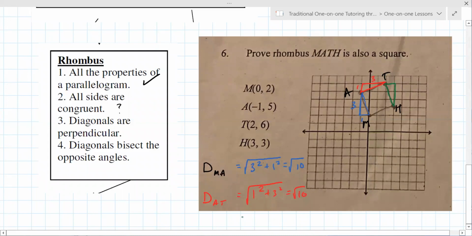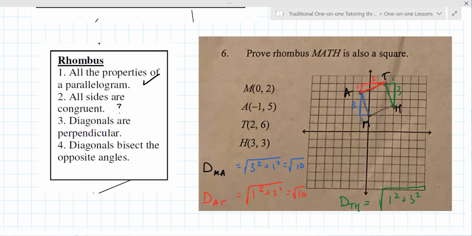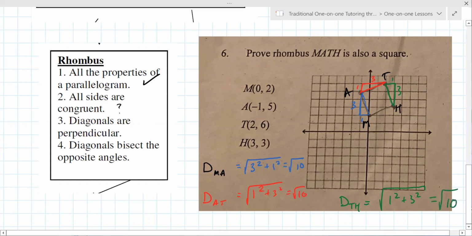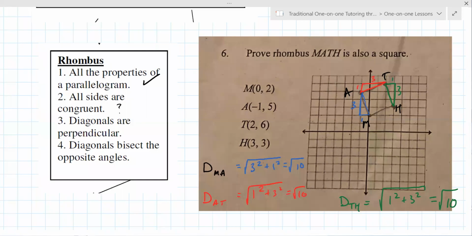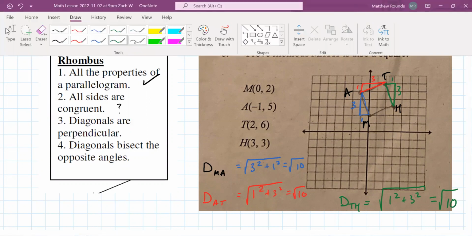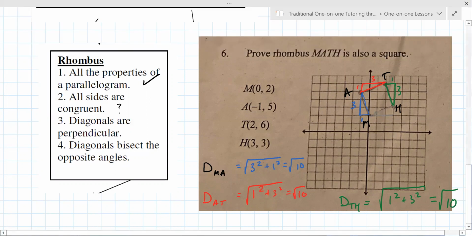So from T to H. That would be 1 squared plus 3 squared, which also would equal square root of, wait a second. Yes. Square root of 10. Because, okay, yeah, my bad. I was looking at the 2 and the 1 wrong. Okay, and the last one here, again, you make that triangle.